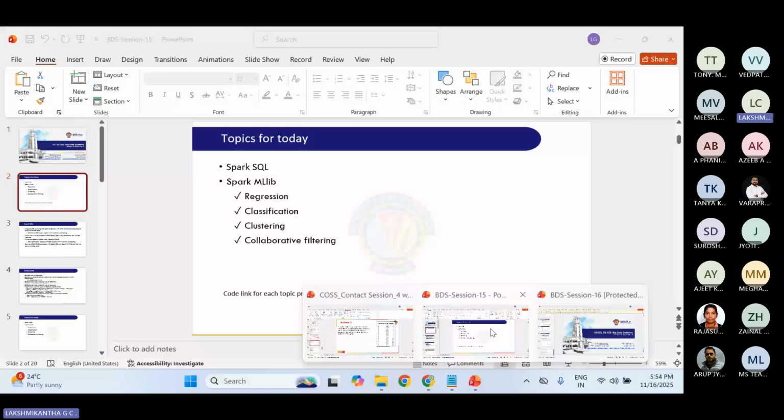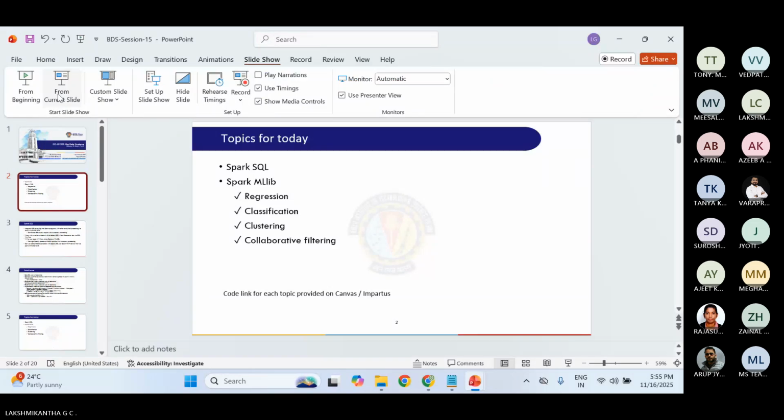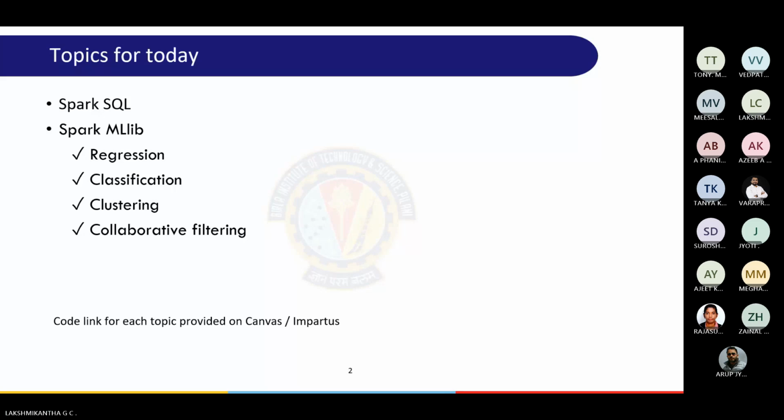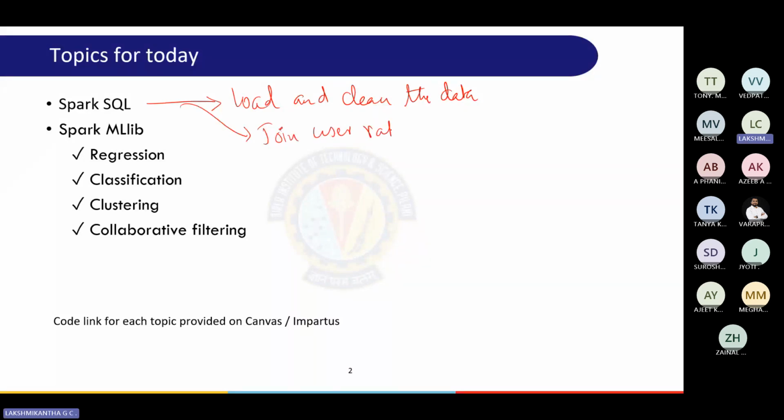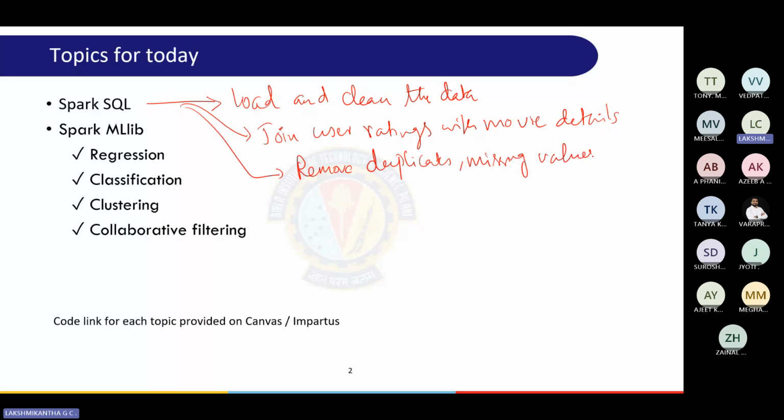See, look here, I'm showing my slide. Guys, see the big picture. Use Spark SQL: here we can use Spark SQL to load and clean the data. This is the first thing. Next, join user ratings with movie details. And one more is remove duplicates, missing values, and so on and so forth. Correct, no? For this Spark SQL is very helpful.